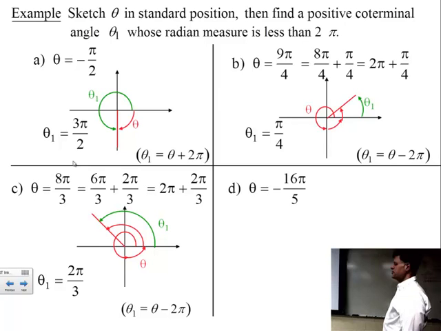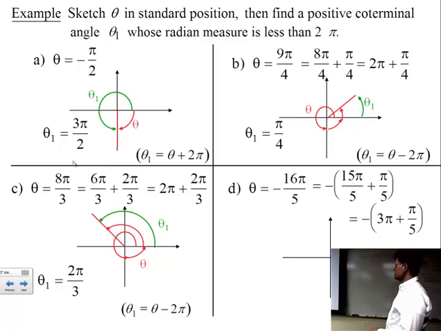And let's see, minus 16 pi over 5. Well, this is 15 pi over 5 plus pi over 5. This is 3 pi. So go clockwise 3 pi. That's 3 half revolutions. So 1, 2, 3, like that. Oh, sorry, no, I'm sorry. Continue on, because it's still minus. Clockwise, pi over 5. It's about like that, roughly.